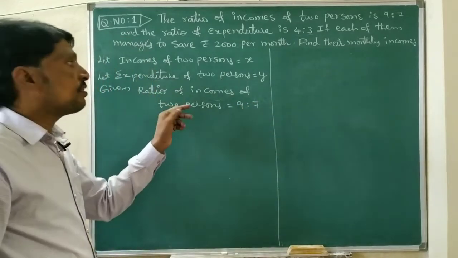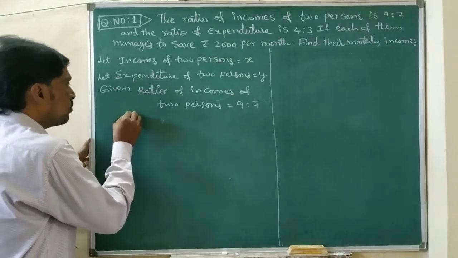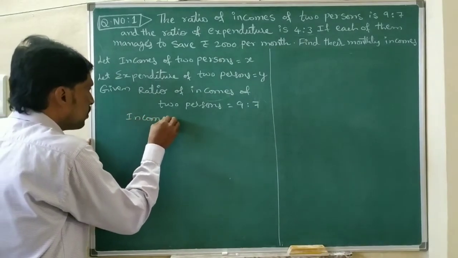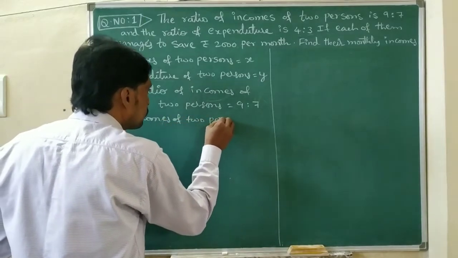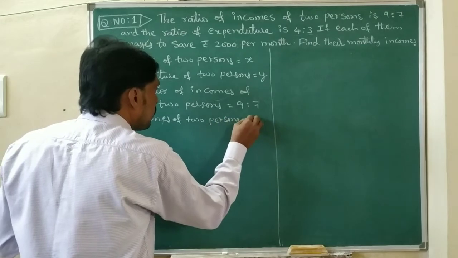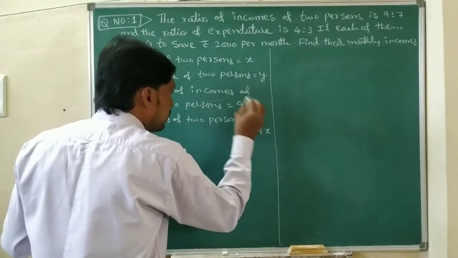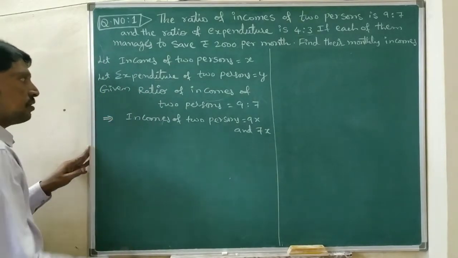So the ratio is given, we just need to take the incomes. Now we have to take the incomes of two persons equal to 9x and 7x. So this is the incomes.